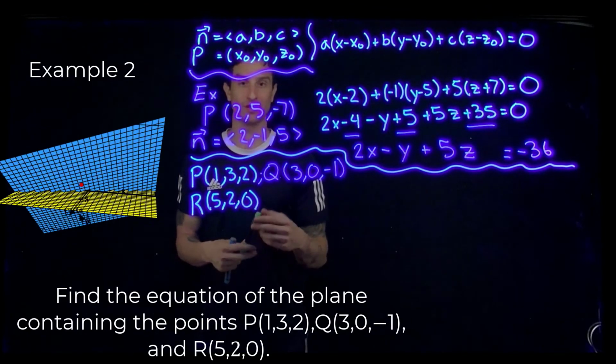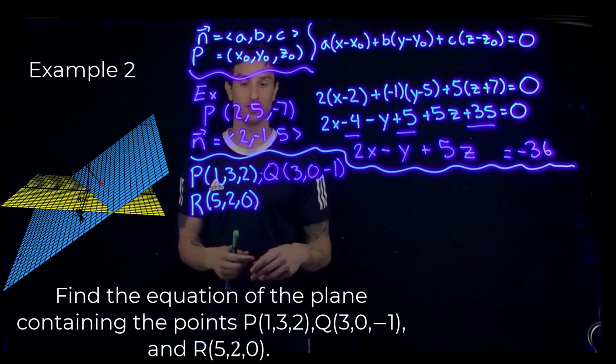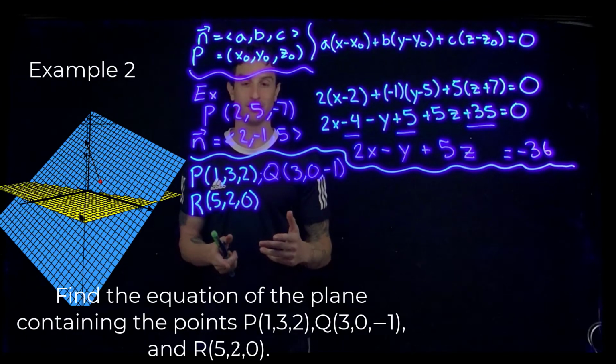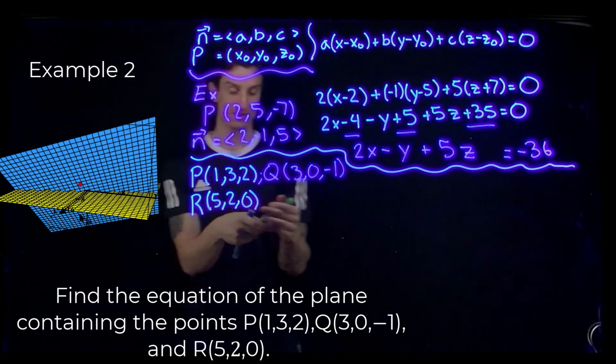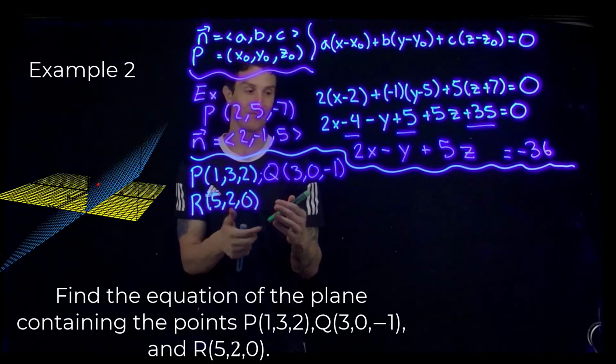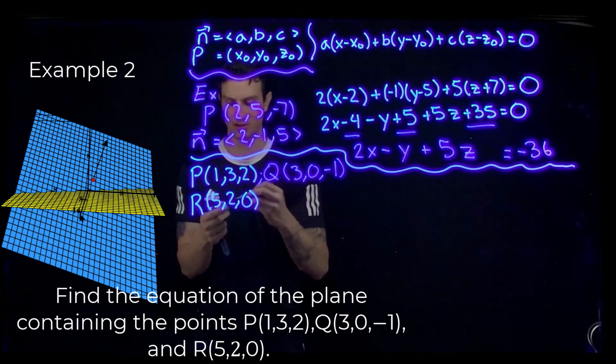Well, what do we know about the normal vector? That it's orthogonal to all of the vectors in the plane. Well, what do we have? We don't have any vectors, but we can form some. As of right now, we just have points. So let's make some vectors. Let's go ahead and construct them here.